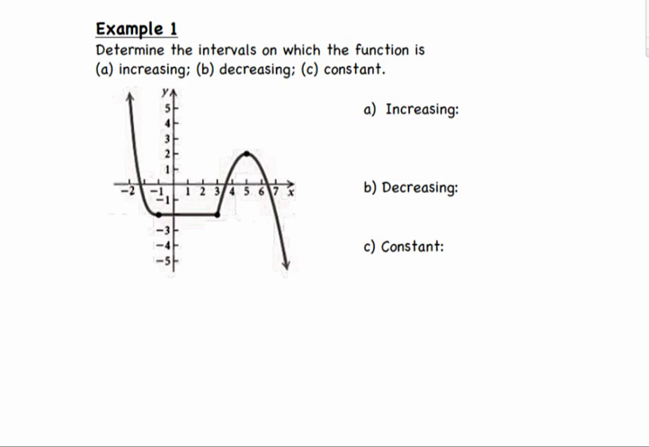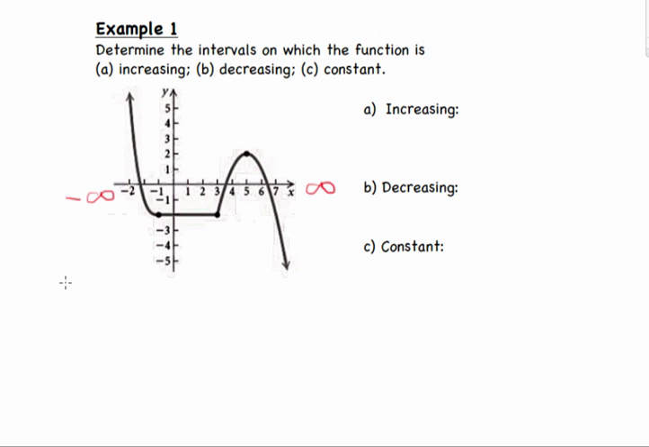For example 1, we're going to determine the intervals on which the function is either increasing, decreasing, or constant. To break up our intervals, we are going to be using the domain or the x-axis. And our graph has arrows on both ends, which means it's going to continue to go on forever in both directions. And on the x-axis to the left forever is negative infinity, and on the right side would be infinity.